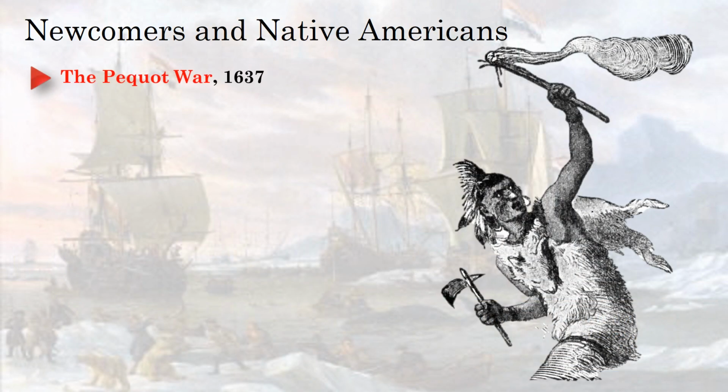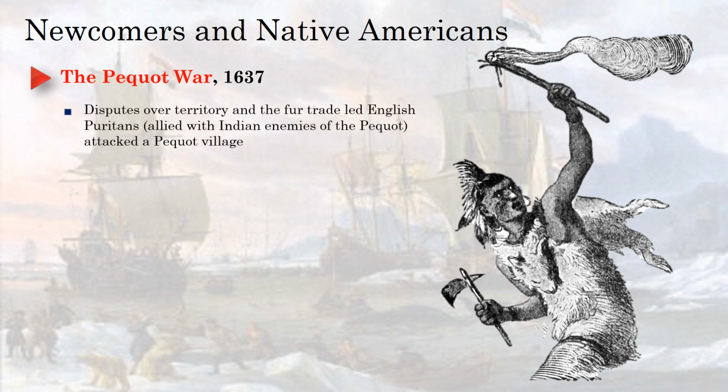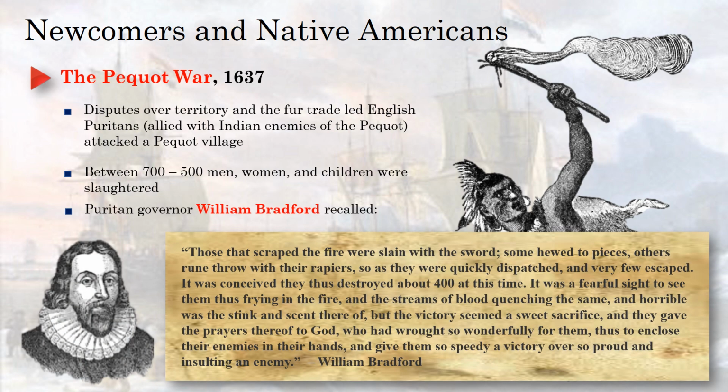So this leads to what historians now call the First Pequot War in 1637. And it was over, as most of these disputes are, territory. Territory and the fur trade led English Puritans, allied with their Indian enemies of the Pequot, to attack a Pequot village. And there, between 500 and 700 men, women, and children were slaughtered.